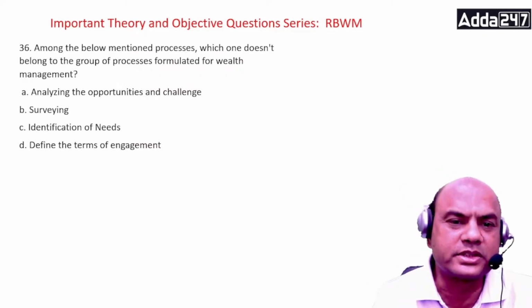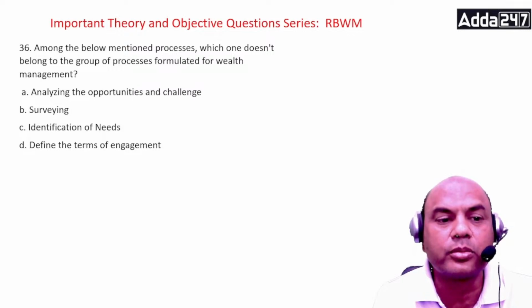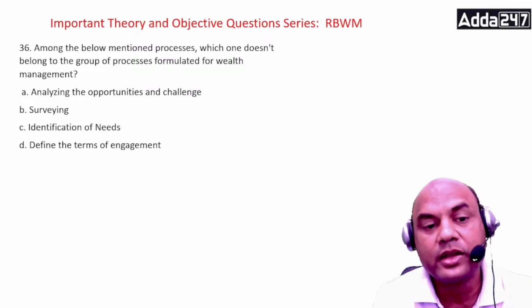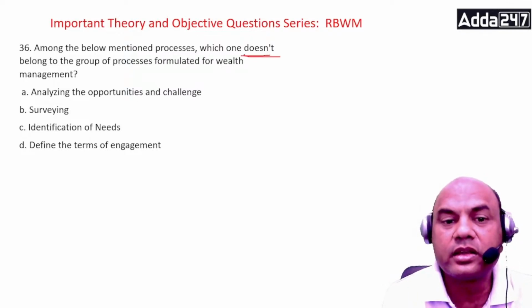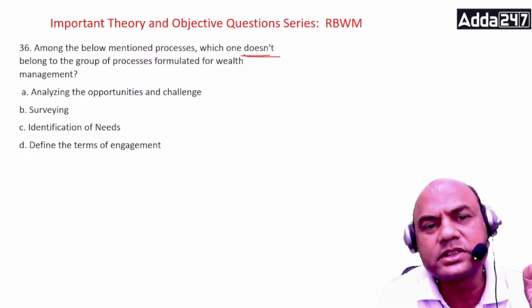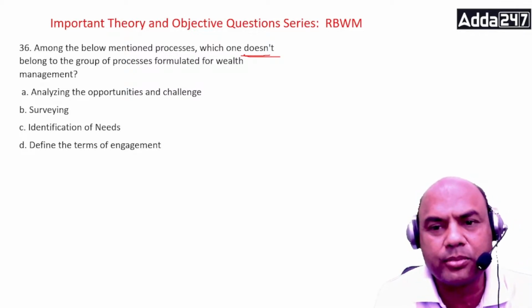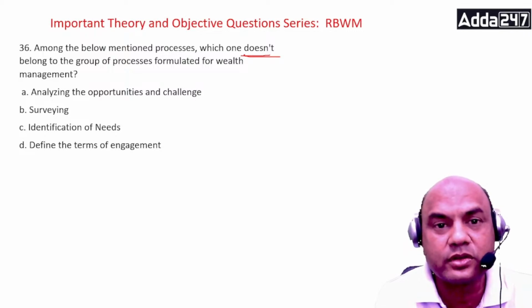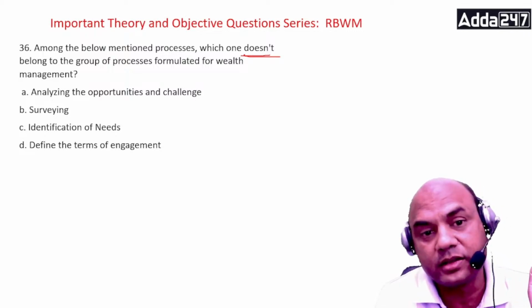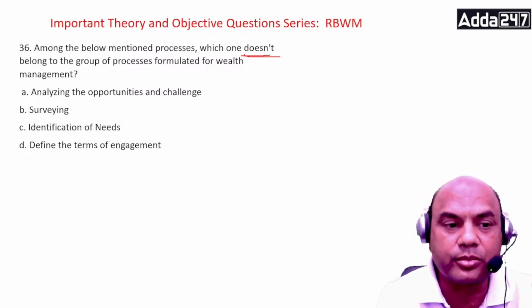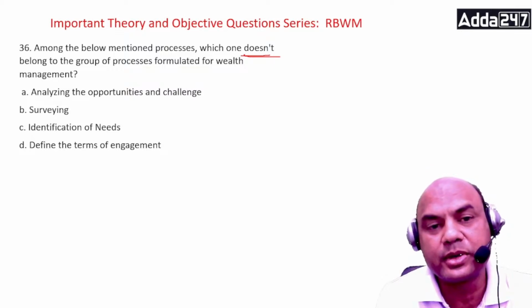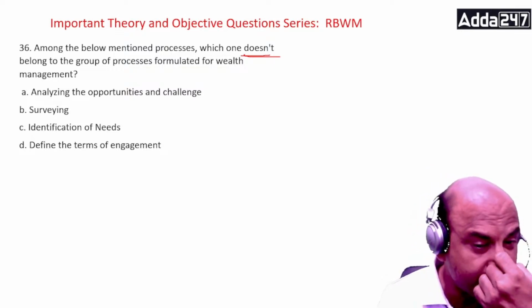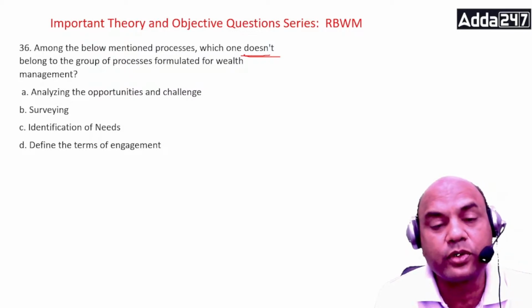Among the below mentioned processes, which one doesn't belong to the group of processes formulated for wealth management? Now always focus on what the question is, negative or positive. Here it is a negative question. The first thing you must always look at in any question is whether it's a positive or negative question. Options: analyzing the opportunities and challenges, surveying, identification of needs, defining the terms of engagement. Which one doesn't belong to the processes formulated for wealth management?